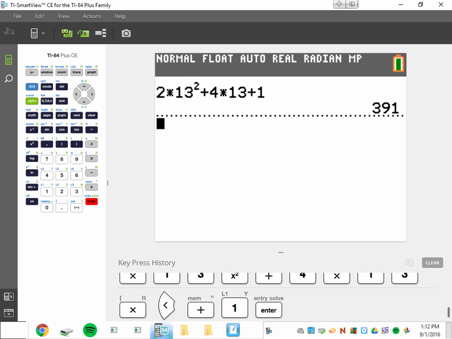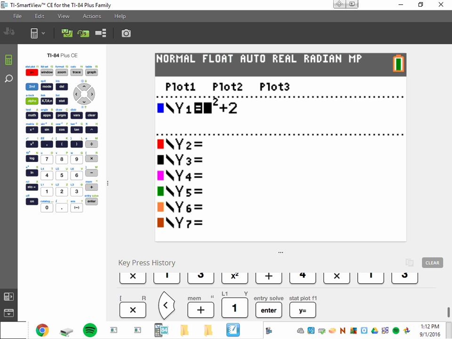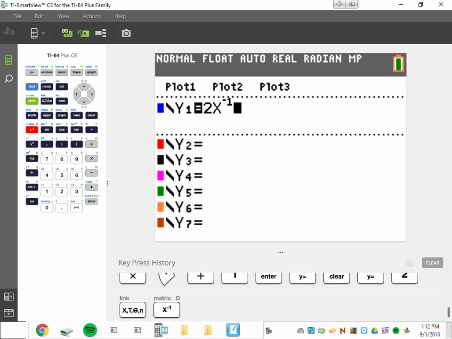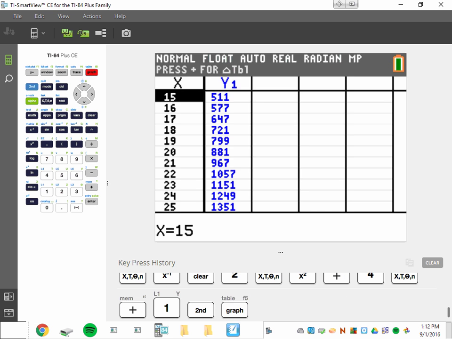Well, once again, I would rather have the calculator do the work. So I'm going to clear out, I'm going to go into y equals, which is the very top button, top left. Plug in the formula, 2x squared plus 4x plus 1, and then second graph, second table. And this table should match the table that I had originally. So you see there's the 49 and the 71.